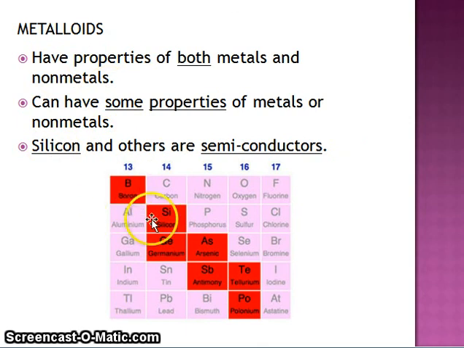Metalloids have some properties of both metals and nonmetals. Silicon, for example, is a semiconductor. Boron isn't necessarily a good metal, but it has some properties of metals. Many of these other ones, like germanium and tellurium, are used in electronics for their specific properties. Now, this concludes our basic overview of the periodic table.